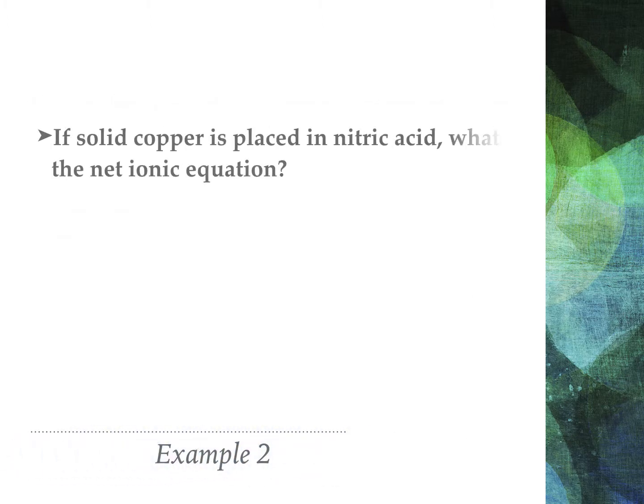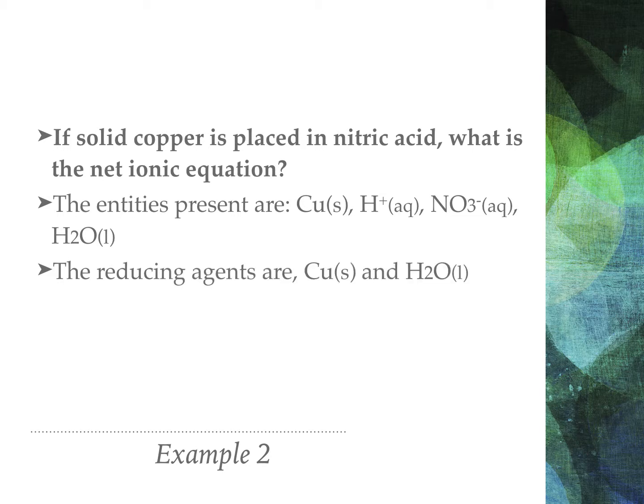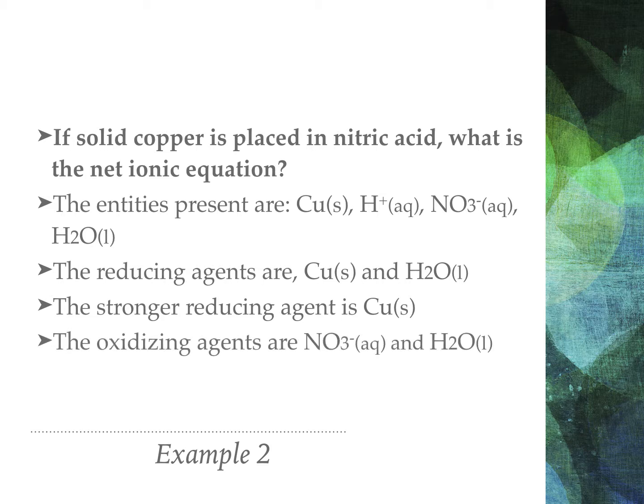Let's take a look at example 2. If solid copper is placed in nitric acid, what is the net ionic equation? The entities present are copper, hydrogen ions, nitrate, and water. The reducing agents are copper and water. Of the two, the stronger reducing agent is copper. The oxidizing agents are nitrate and water, and nitrate is the strongest of the oxidizing agents.